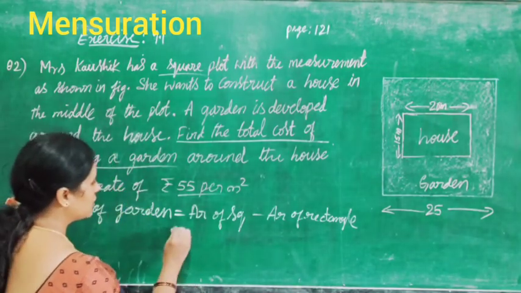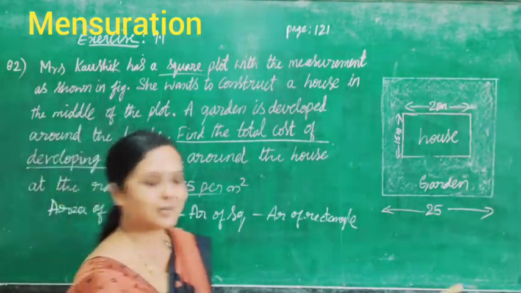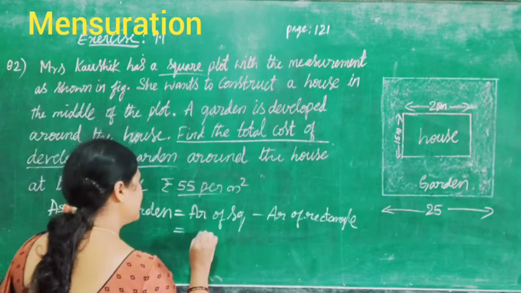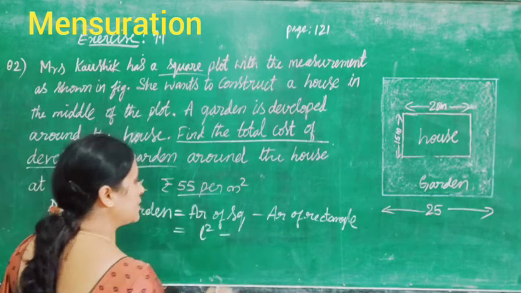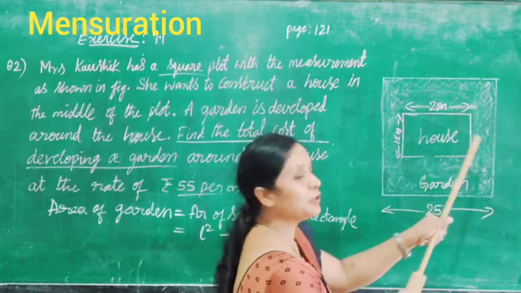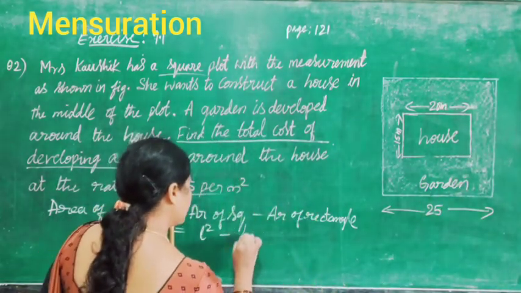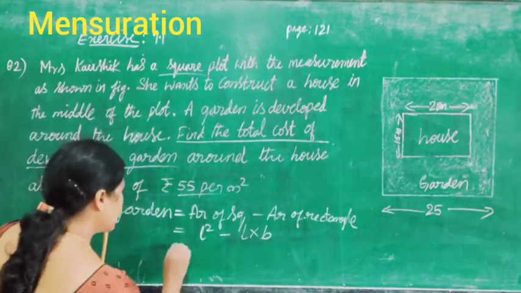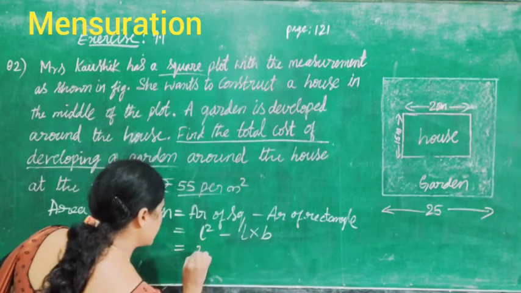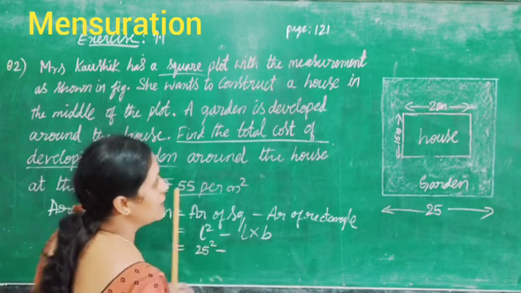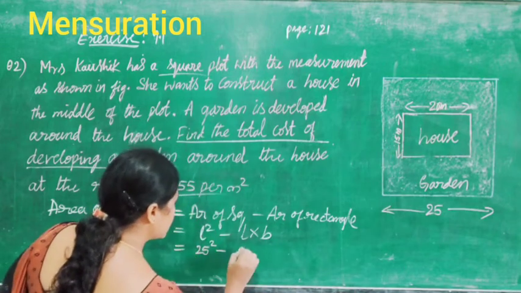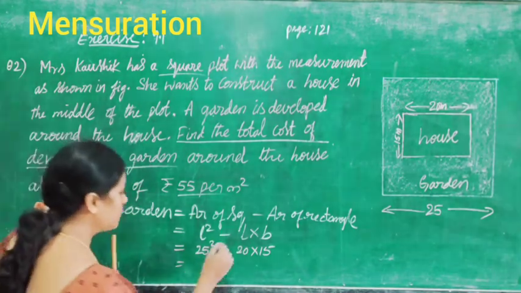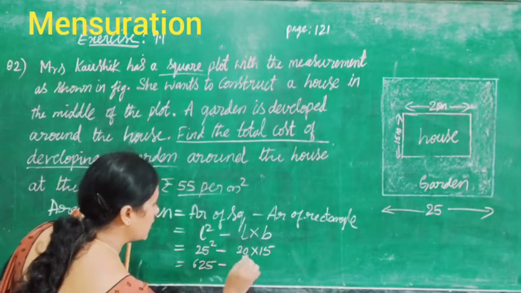You know that the area of a square is L square, that is 25 square. So L square minus the area of the rectangle, which is L into B. Now you can put the values. L square is 25 square. L is 20, B is 15, 20 into 15. You can simplify this one. 25 square is 625 minus 20 into 15.